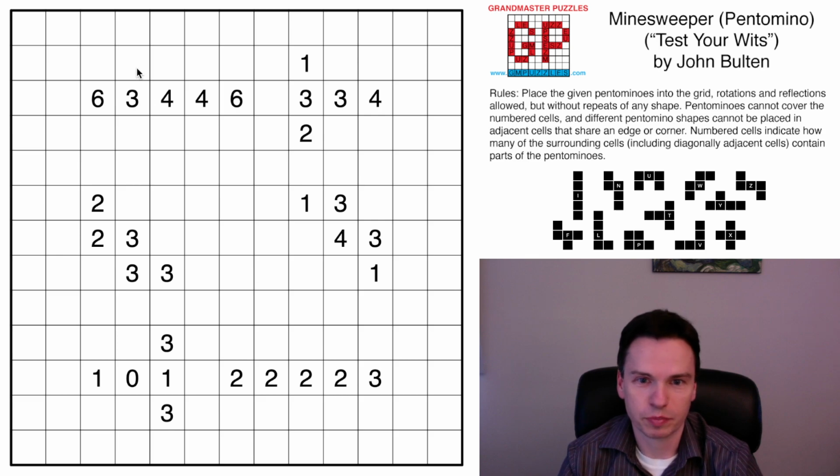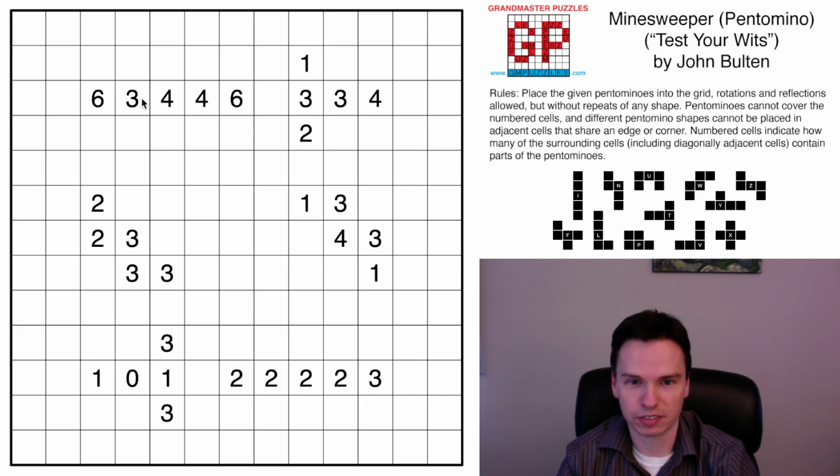So here to talk through this Minesweeper Pentomino puzzle by John Bulten called Test Your Wits. You'll see the clues are themselves pentomino shapes W, I, and T, and so the theme comes from seeing that. One thing from having instructed a lot of Minesweeper Pentomino puzzles is recognizing 6 clues themselves are always very limiting.